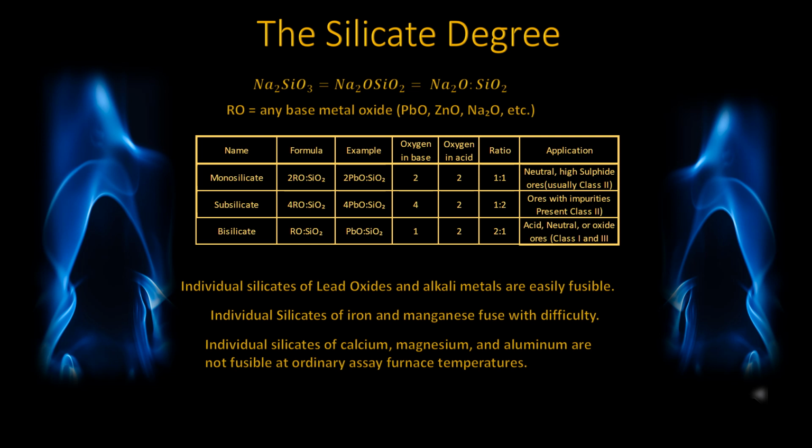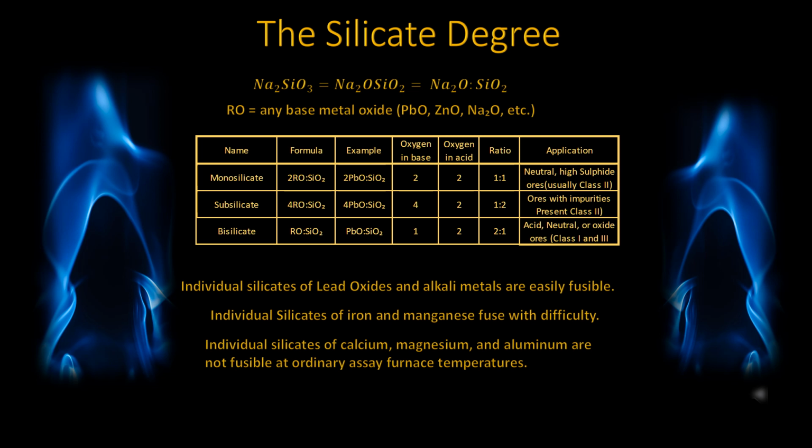The monosilicate degree is applied to the neutral or high sulfide class 2 ores, or concentrates. The subsilicate degree is applied to that class 2 material that contains a lot of contaminants, whereas the bisilicate degree is applied to those acidic, neutral, or oxide ores, that is the class 1 and class 3 materials.